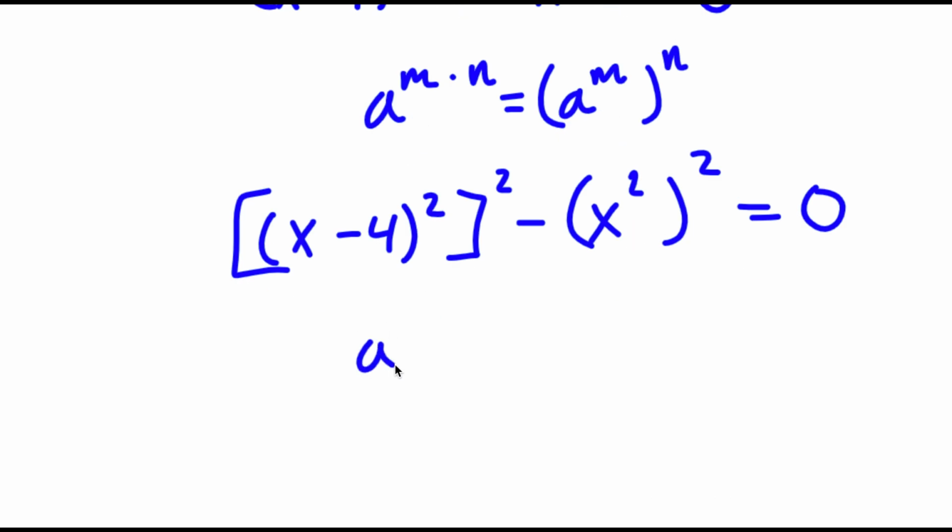Now if I have something in the form a squared minus b squared, this is equal to a plus b times a minus b.